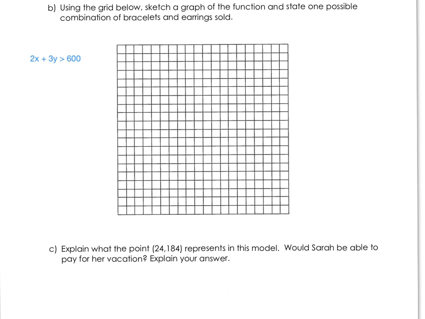So I just rewrote my inequality down here, and I have we need to use the grid to sketch a graph of the function and then state one possible combination. So just don't forget that that's part of our instructions. After we have solved it, we need to state a possible combination. So that's part of our answer then. So I'm going to start by labeling my x and the y-axis so I know what they're representing. So now I just wrote on the x-axis the number of bracelets and on the y the number of earrings. Now, if you remember, when we first talked about graphing, we always had getting y by itself so that then we have the slope and the y-intercept, and we can use that to graph the situation.